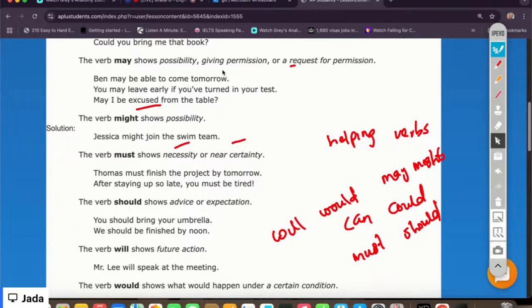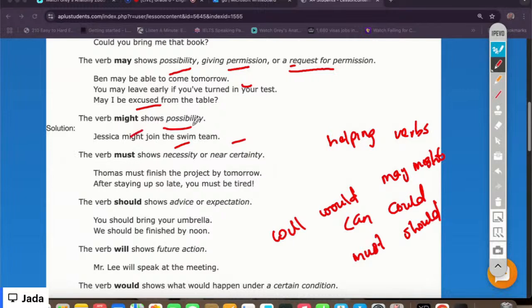The verb may shows possibility, giving permission, or request for permission. Ben may be able to come tomorrow. That's a possibility. You may leave early if you have turned in your test, giving permission. May I be excused from the table? Request for permission. So you have to take note of the different ways to use your modal verb.